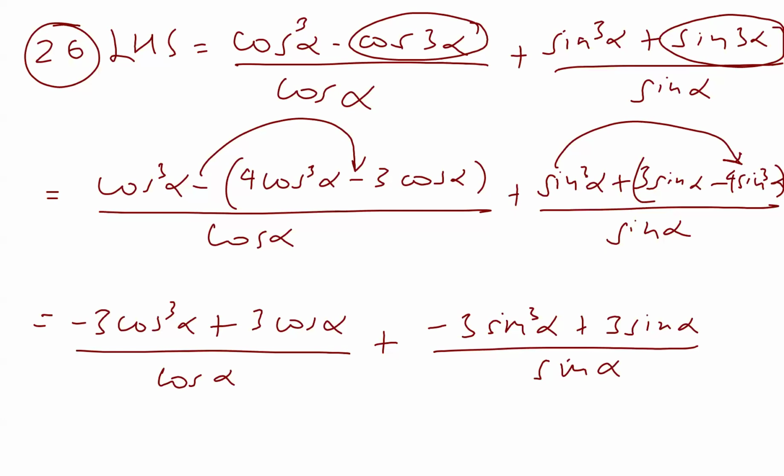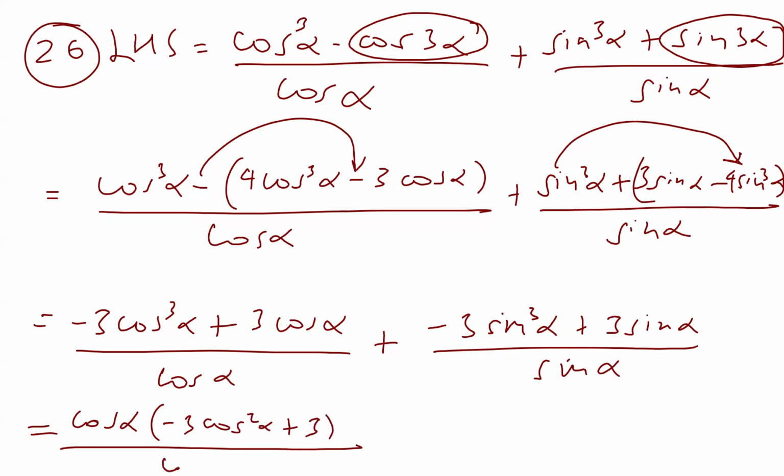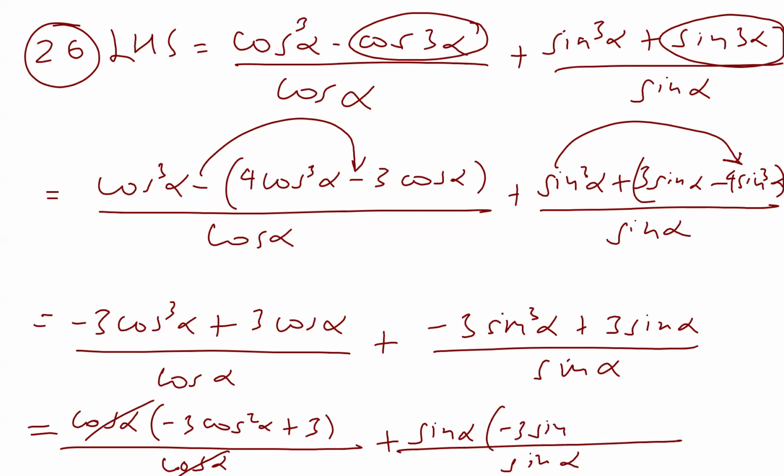Right? So cos alpha minus 3 cos square alpha plus 3 upon cos alpha. In the numerator, I have taken cos alpha common, which is getting cancelled. Here I am taking sine alpha common, so this will be minus 3 sine square alpha plus 3. So sine alpha will get cancelled over here.